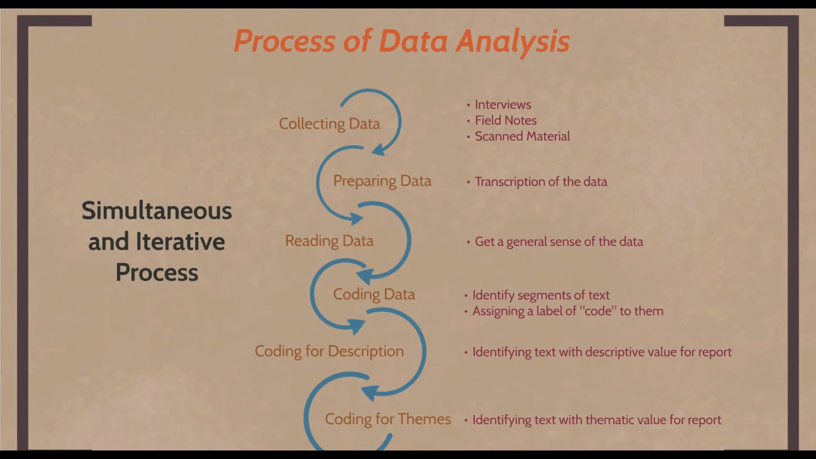Okay, so when you're analyzing qualitative data, it's a simultaneous and iterative process, which means that a bunch of things happen at once. You almost have to be a juggler. And you're going to almost go in a snake-like circle because you keep going back and forth through your data and your collection because each piece informs the other. Your first step is collecting data. There are many, many ways of collecting qualitative data. A few most popular: interviews, and we'll talk about different types in a moment, field notes, scanned material.